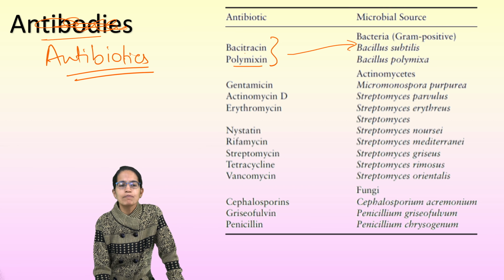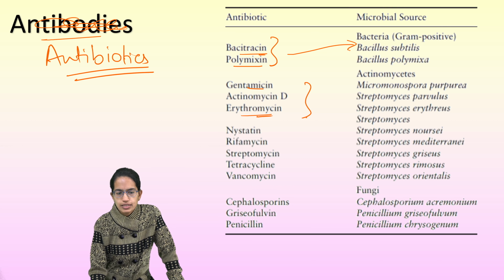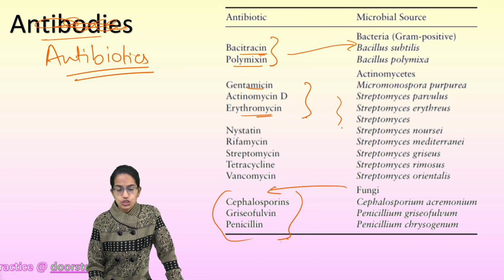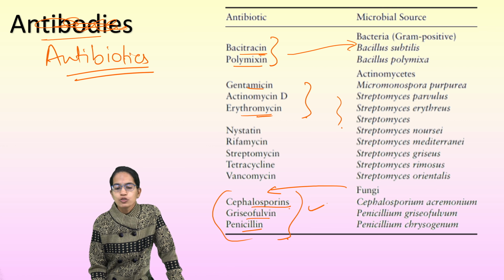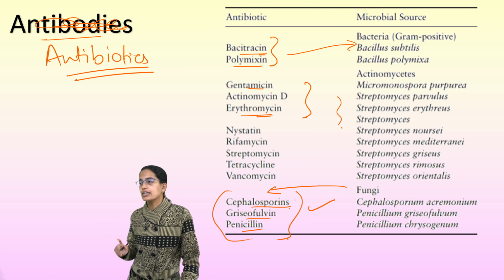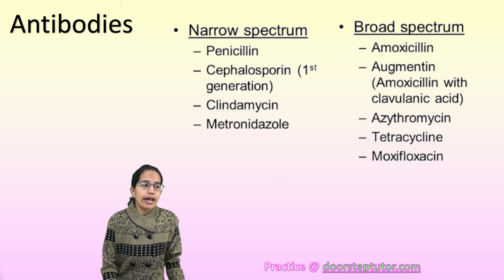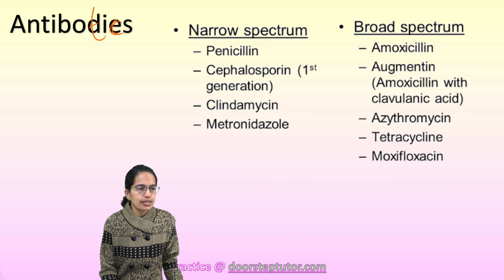So polymyxin, bacitracin, gentamicin and erythromycin are other examples, from the Streptococcus family, the streptomycin family. Similarly, from fungi we have antibiotics which are griseofulvin, penicillin and cephalosporin. So these three antibiotics are created from fungi. Now, antibiotics, sorry, it is antibiotics, not antibodies.